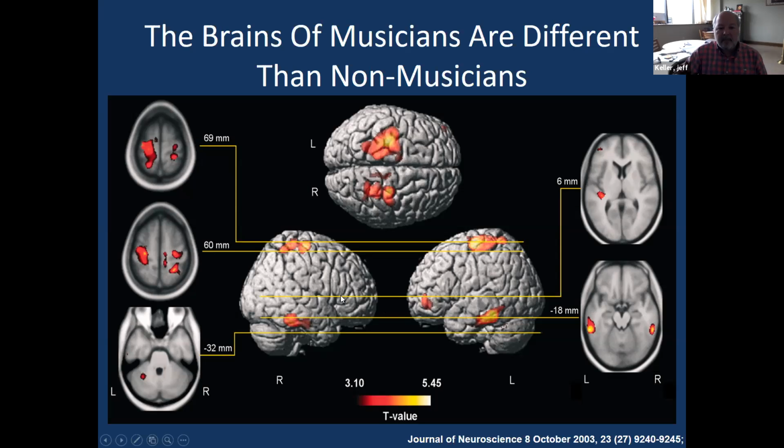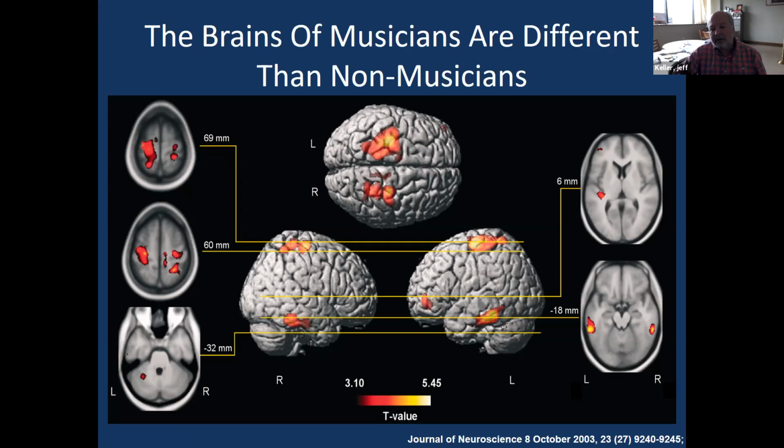This is a very complex image, but what it shows is that they took individuals of equal age: non-musicians, amateur musicians, and professional musicians. Otherwise they are identical. And what they did was look at the connectivity of the brains of those individuals.